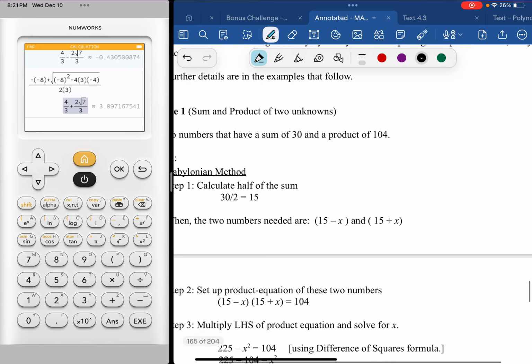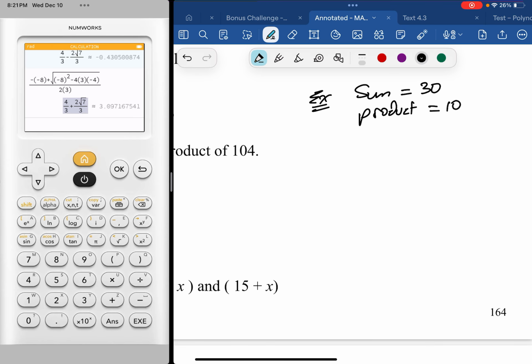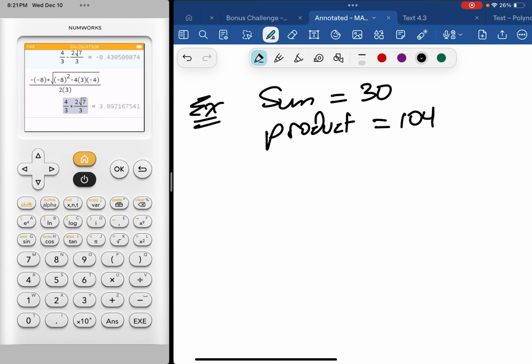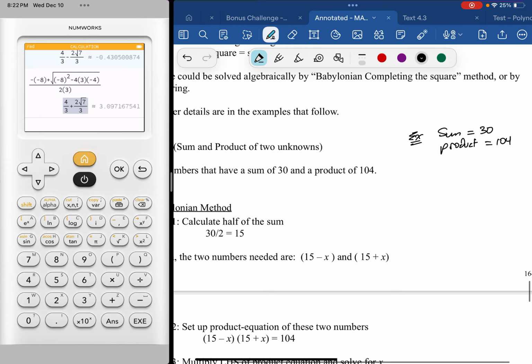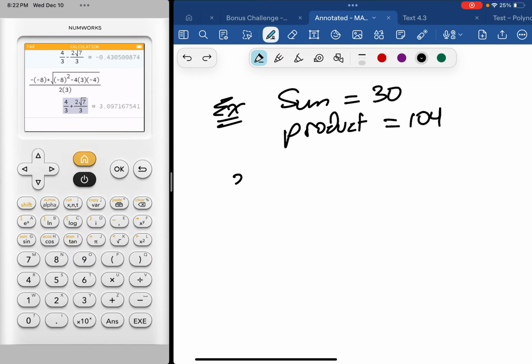I'll just use this example. So the sum is equal to 30 and the product is equal to 104. I'm making sure I write it down right. The first step is to divide whatever that sum is by 2. So divide the sum by 2. 30 divided by 2 is going to be equal to 15.